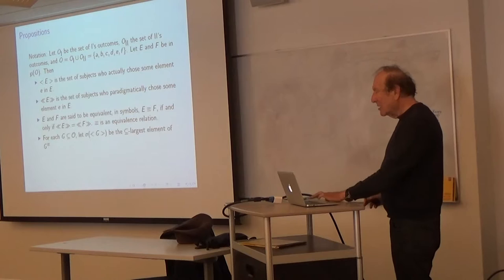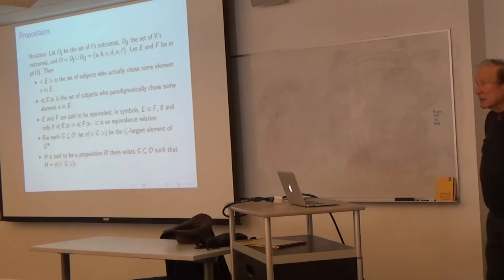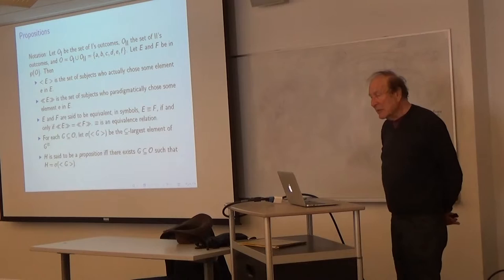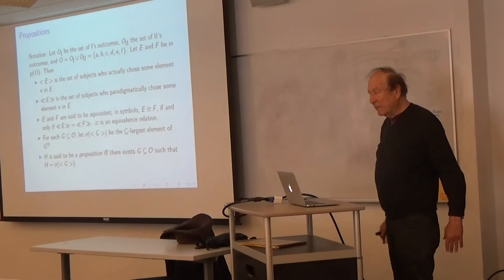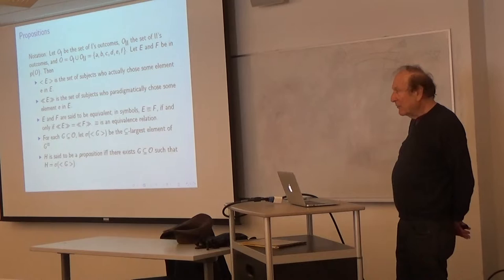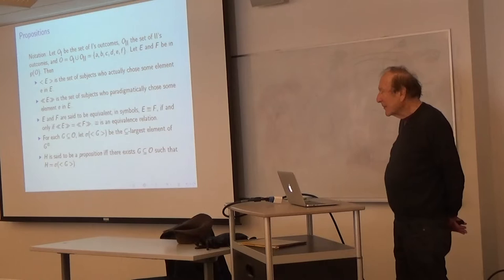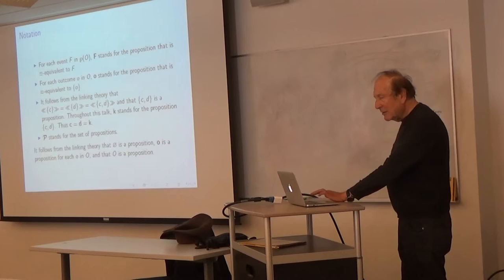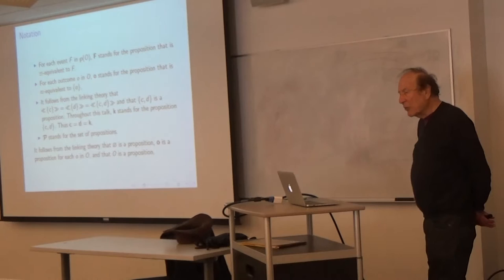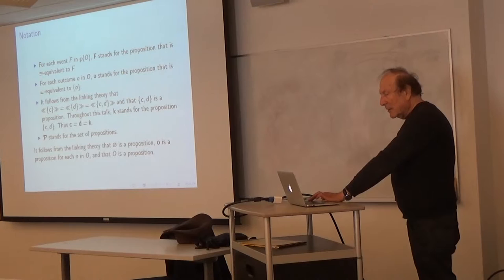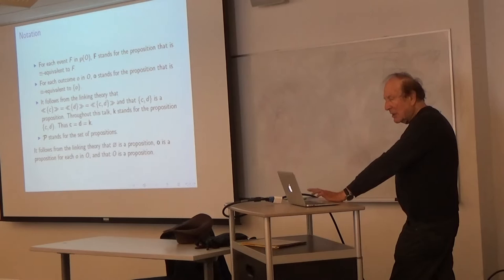H is said to be a proposition, and this is how I connect it to Birkhoff, if and only if there exists a G that's a subset of the big set of alternatives, such that H is sigma of the actual people who chose G. Okay? And for each E and F, let boldface F stand for the proposition that is equivalent to F. So I want to associate F with each of those equivalence classes. And I do the same for outcomes.